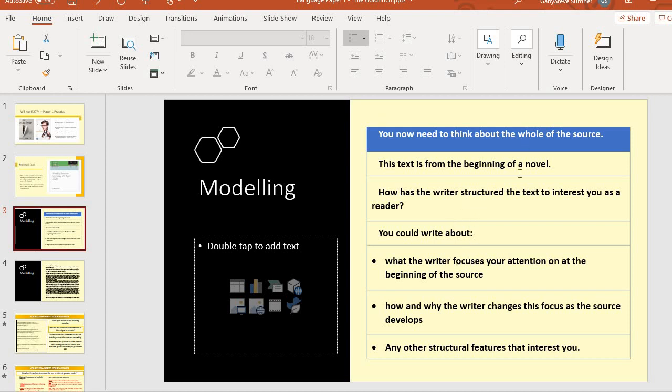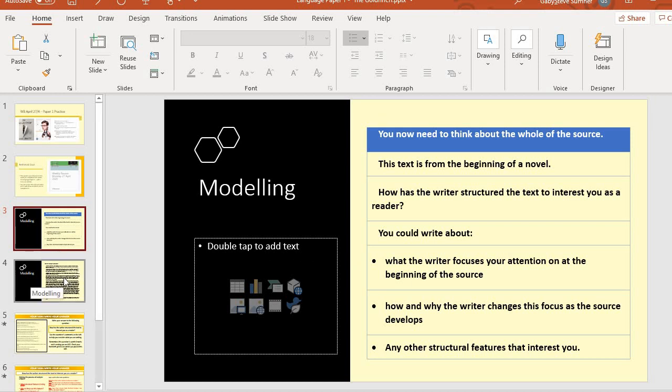And the examiner will ask you to write around these sorts of things. The key word that keeps on coming up is this idea of focus. Focus your attention at the beginning of the source, changes this focus as the source develops, and then this element here, any other structural features that interest you. It's this area here that I think will really give students of your ability the opportunity to show your mettle and be looking at getting a full 8 marks out of 8 for this particular answer. So it's these things to be thinking about.